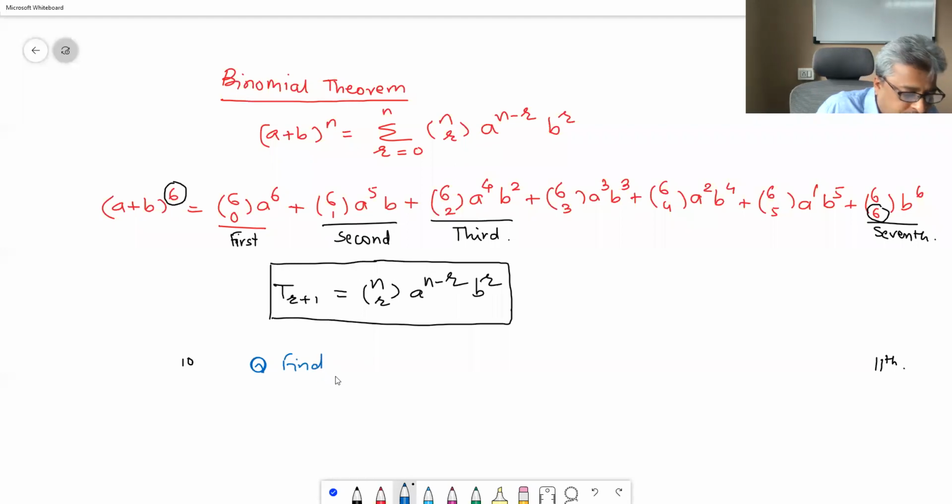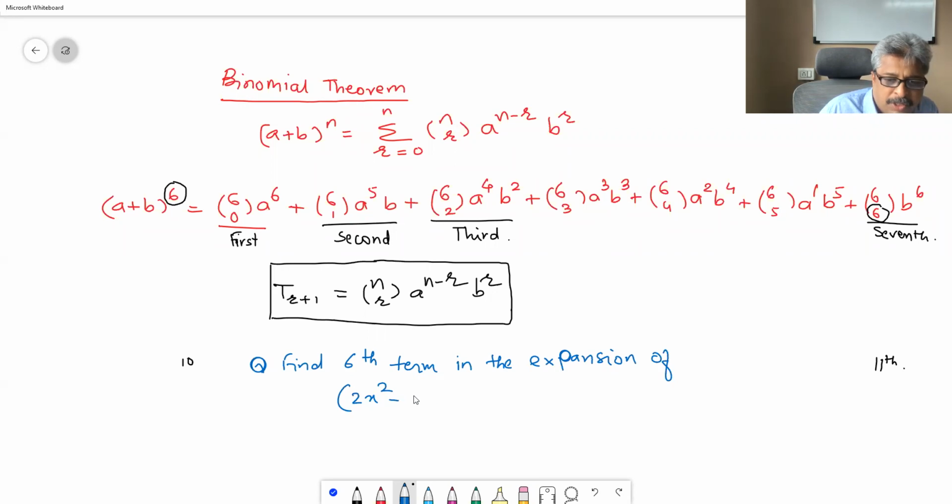Hence, question: find the 6th term in the expansion of (2x square minus 1 upon 3x square) raised to 10. Find the 6th term in the expansion of (2x square minus 1 upon 3x square) raised to 10.